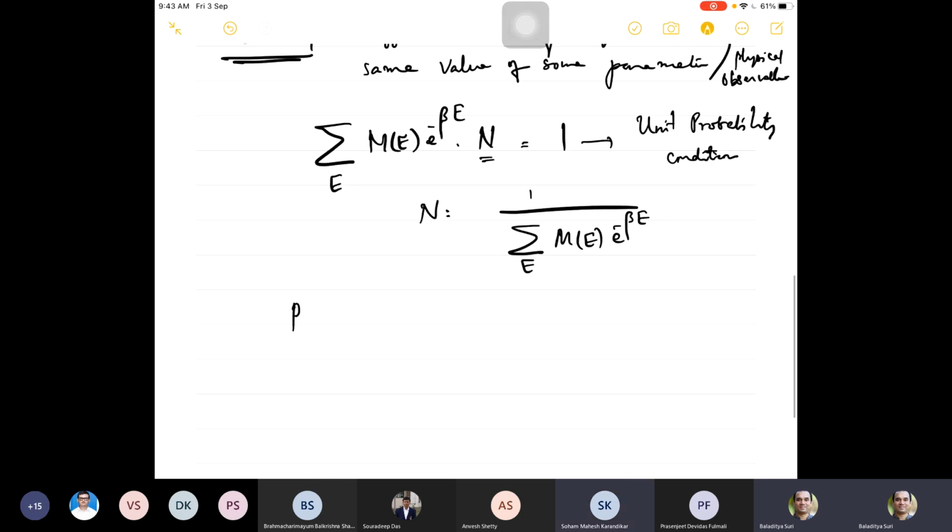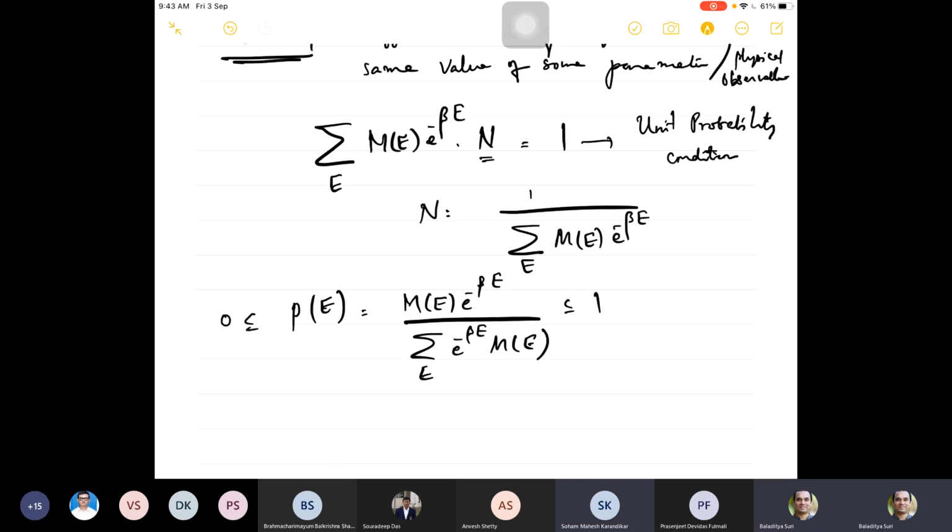So then the probability that the system has an energy E is basically m of E e to the power of minus beta E, divided by the sum over all E of e to the power of minus beta E m of E, which is decidedly less than 1 when all these are positive numbers. So 0 is less than or equal to this, less than or equal to 1. That is the idea. Is that clear?